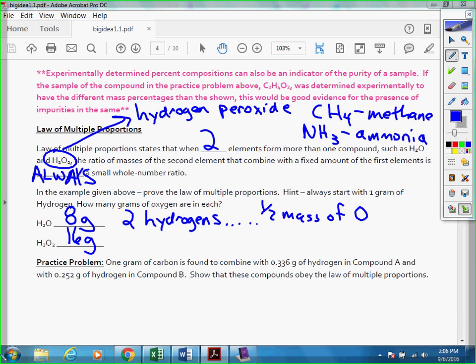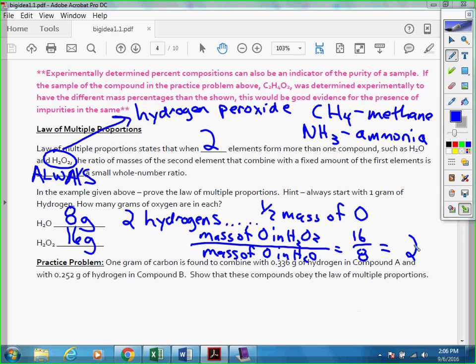So if I do the law of multiple proportions, I would take my mass of O in H2O2 and my mass of O in H2O, and I divide. I'd have 16 divided by 8, and I get 2. So I have a whole number ratio.